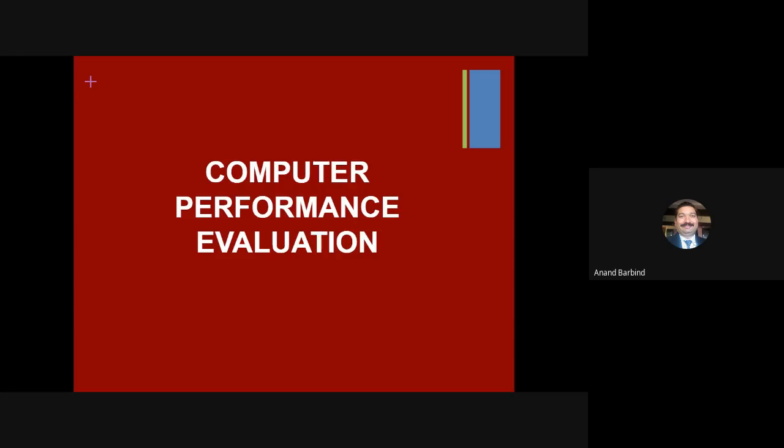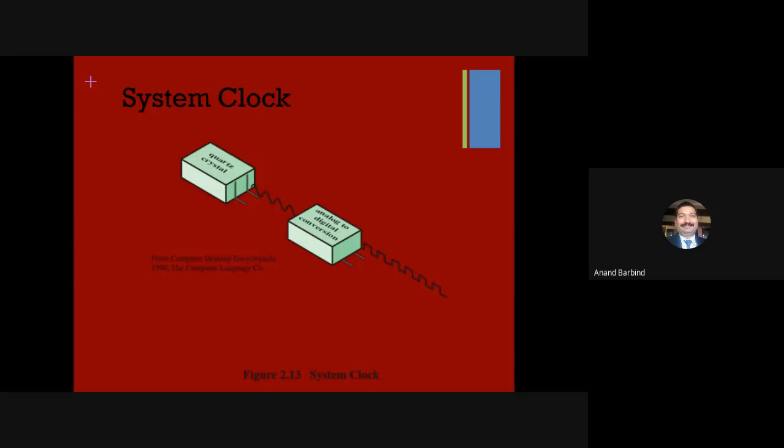Okay, so let us take a quick review of what we discussed in the last class. In the last class, the slides were not available. So we discussed the system clock is one of the parameters for comparing the performance, but it is inadequate because two or more computers may have the same system clock.